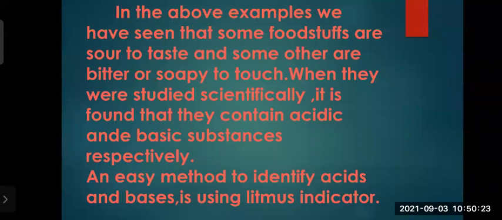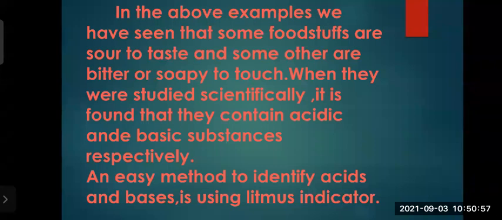When they were studied scientifically, they were tested with an indicator. The indicator is no one else than the litmus paper. Litmus paper is a very easy method to identify whether substances are acids, bases, or salts. That is the safest and easiest method. We can say it is also a scientific method.